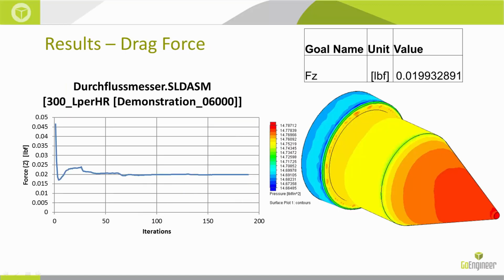One of the important outputs that we're looking at is drag force. Here we see how that value is changing in time. Again, SOLIDWORKS Flow Simulation has an iterative solver, so we see how the value bounces around, stabilizes, and once it stabilizes, then the simulation is done.